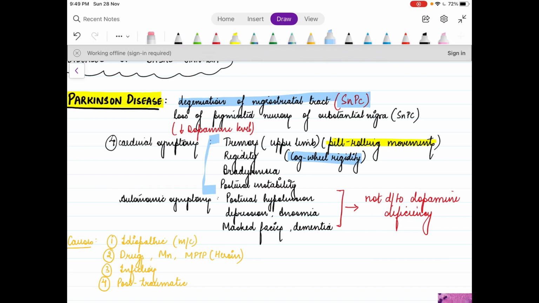The fourth symptom is postural instability, because the center of gravity of these patients is towards the front, and they always appear as if they are trying to prevent themselves from falling down.